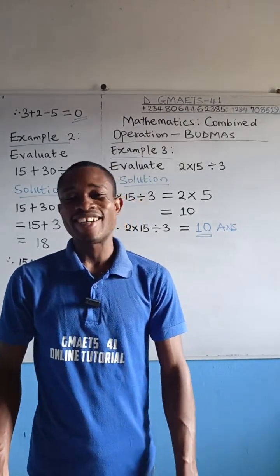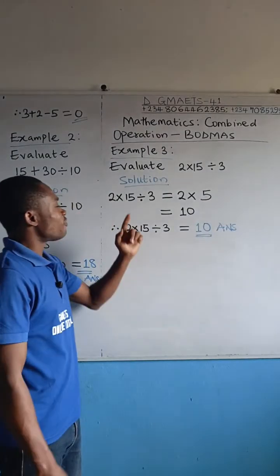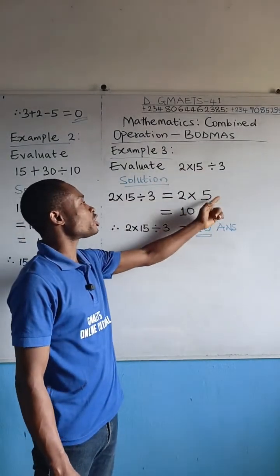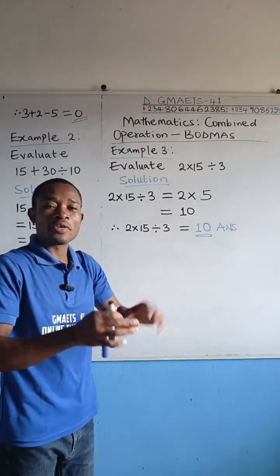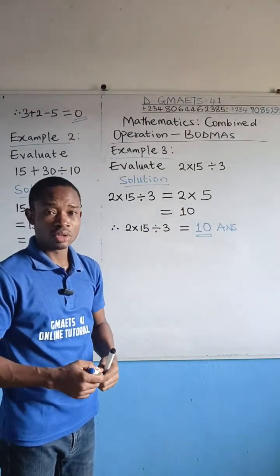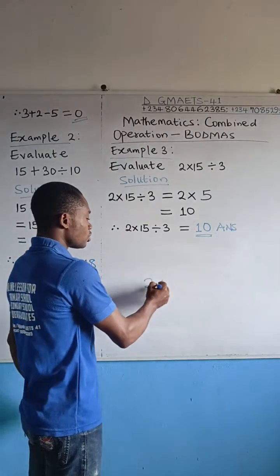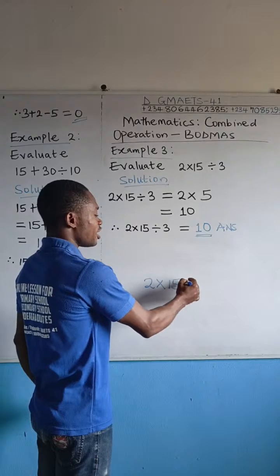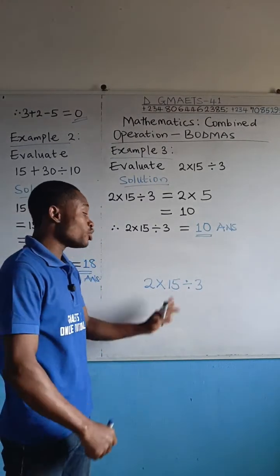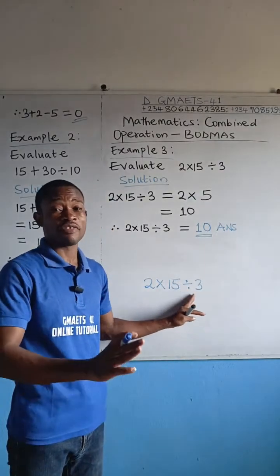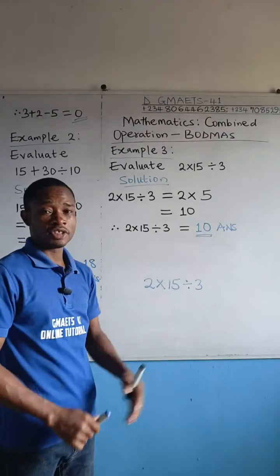I'll appreciate that, okay? So, is it true that if you have combined operations containing multiplication and division, you can do any one of them first? Yes, it's possible. Let me show you now. 2 times 15 divided by 3. The correct thing following BODMAS is to do this division first. 15 divided by 3. Anything you get, you multiply it by 2. Just like I solved here.